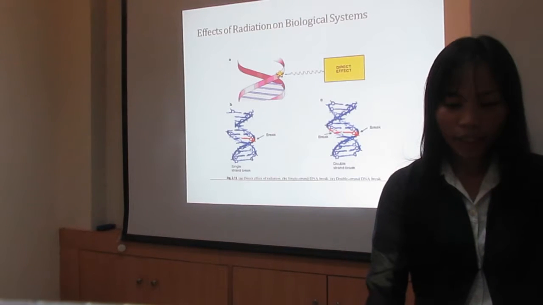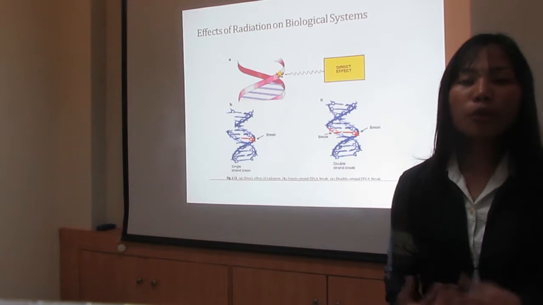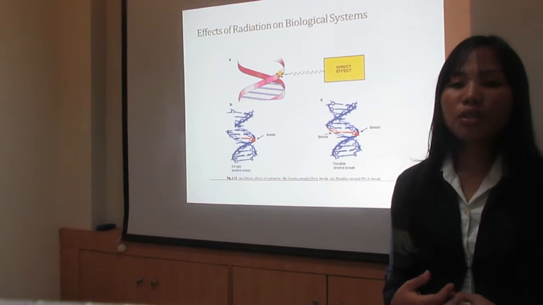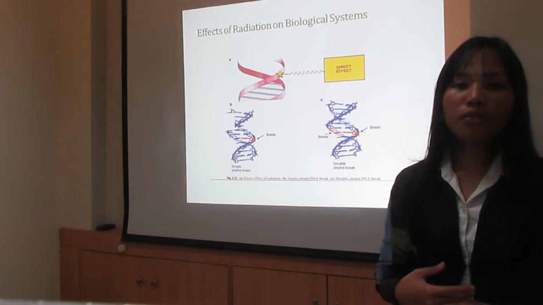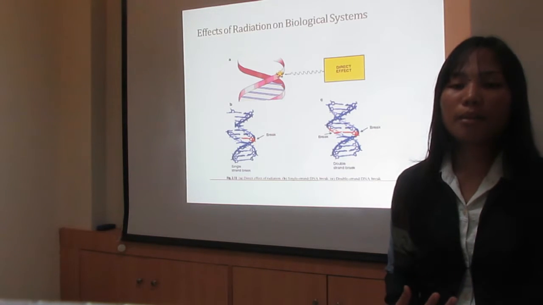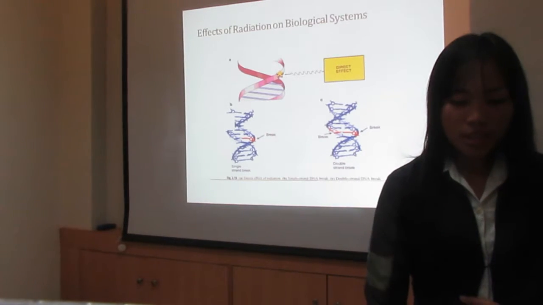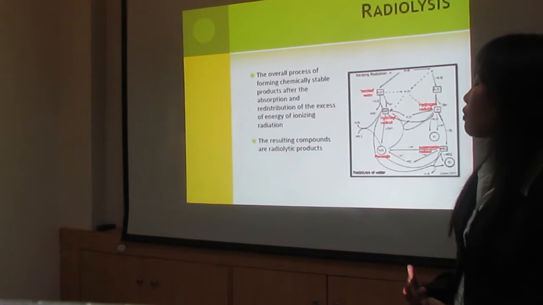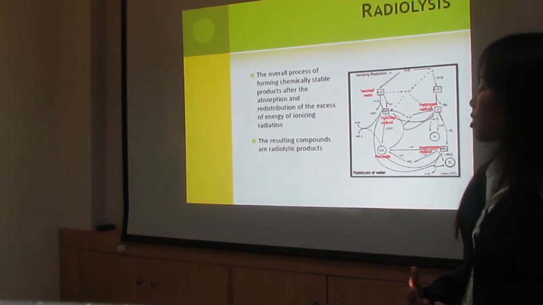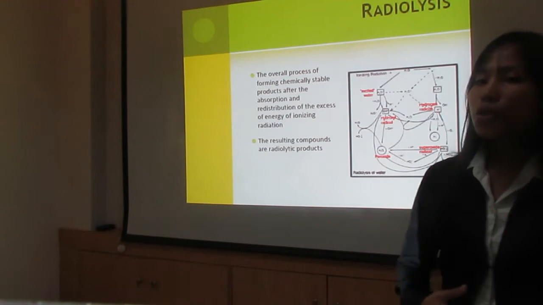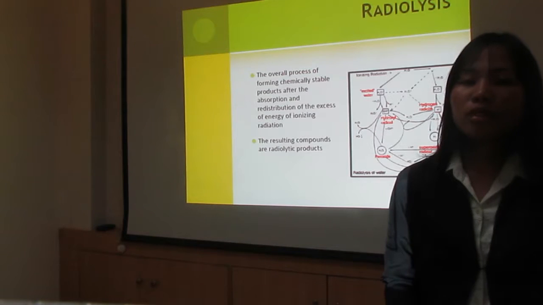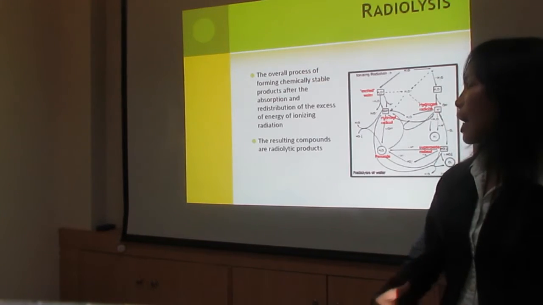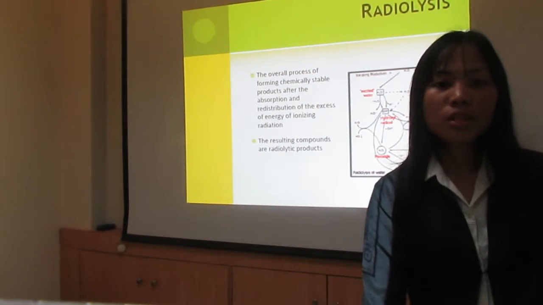Both the harmful effects of radiation upon biological systems, such as the induction of cancer and acute radiation injuries, and the useful effects of radiotherapy involve the radiation chemistry of water, or radiolysis. Radiolysis is the overall process of forming chemically stable products after the absorption and redistribution of the excess energy of ionizing radiation. The resulting compounds from radiolysis are referred to as radiolytic compounds.